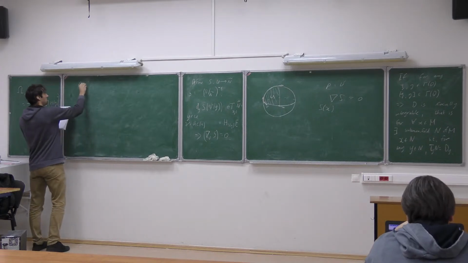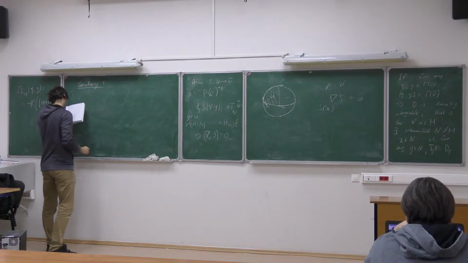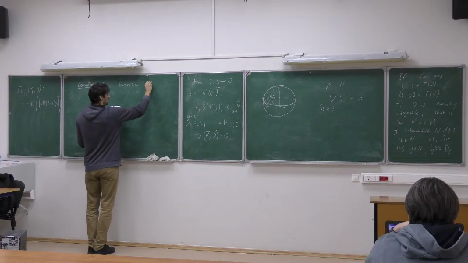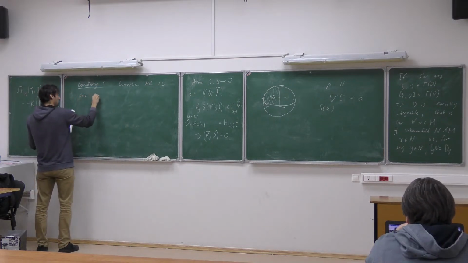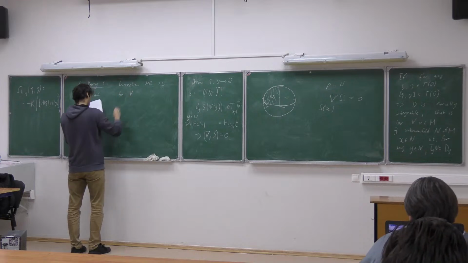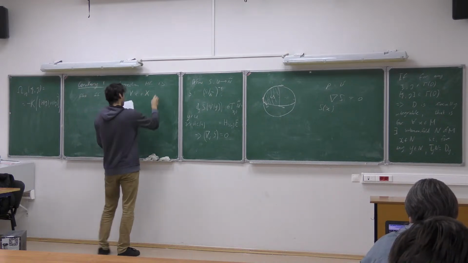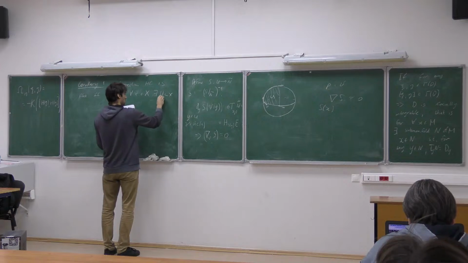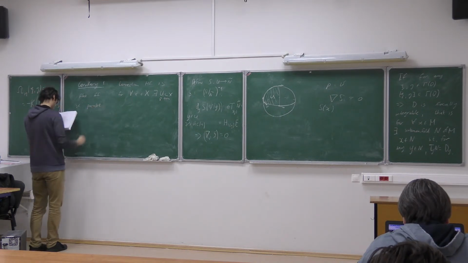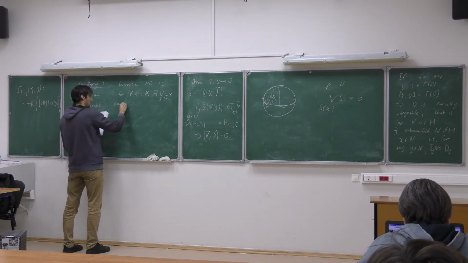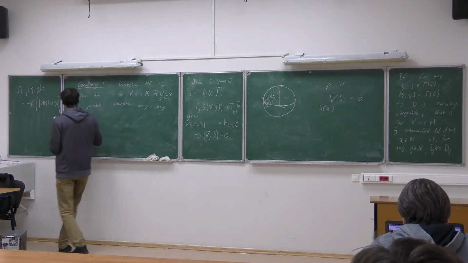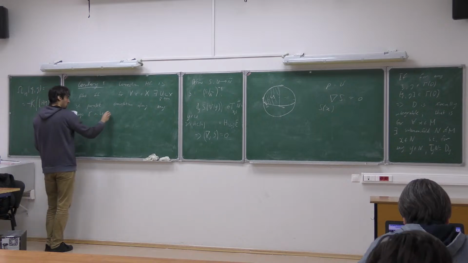Corollary one, we'll have more of them: a connection is flat if and only if for any x there exists some open neighborhood U of x that contains this point, such that parallel translation along any loop gamma in U is identity.